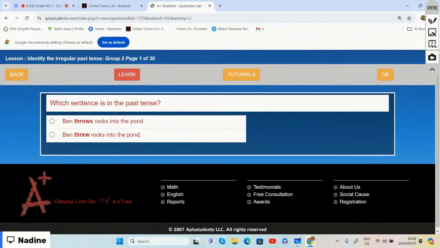All right, so now we're going to our test where we are going to identify the irregular past tense. We need to say which sentence is in the past tense. So we need to identify the sentence that's in the past tense. It says Ben throws rocks into the pond, or Ben threw rocks into the pond. So option one, Ben throws rocks into the pond, or option two, Ben threw rocks into the pond.